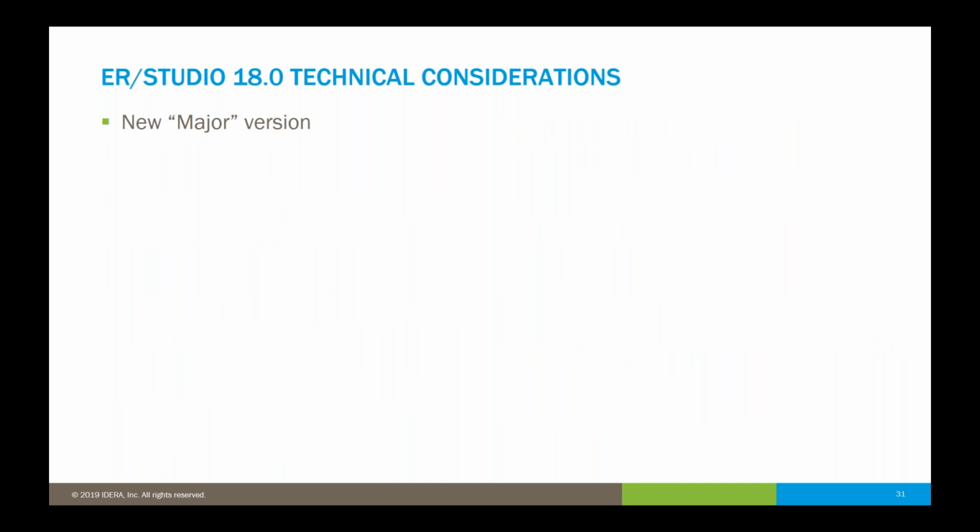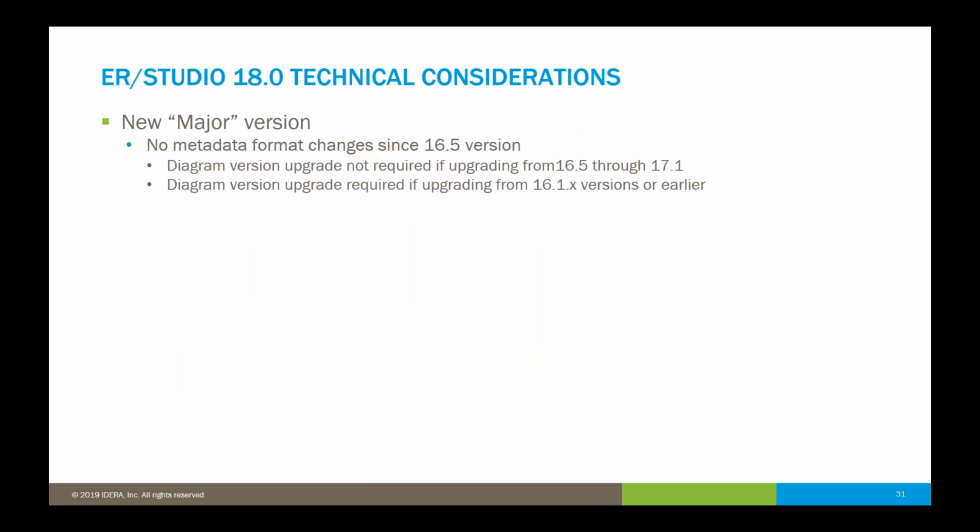In terms of technical considerations for the 18.0 release, it is a new major version of the release. When we do a major version, it really means we've got new capabilities that we've built into the product, or we've had a file format change internally as well. In this particular instance, we haven't had a change to the internal file format of the data architect files since the 16.5 release.